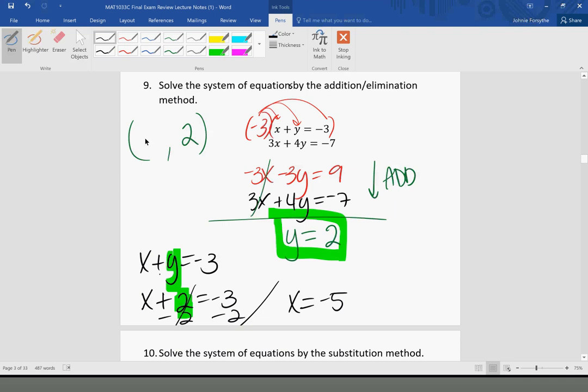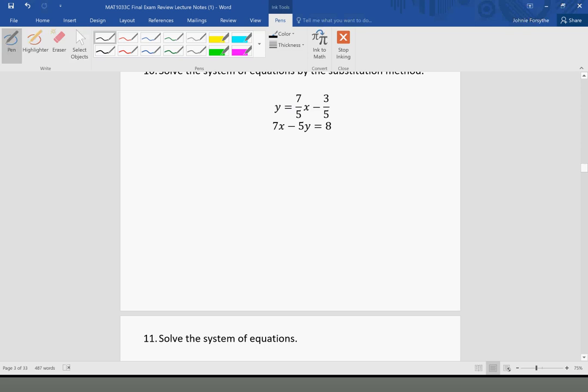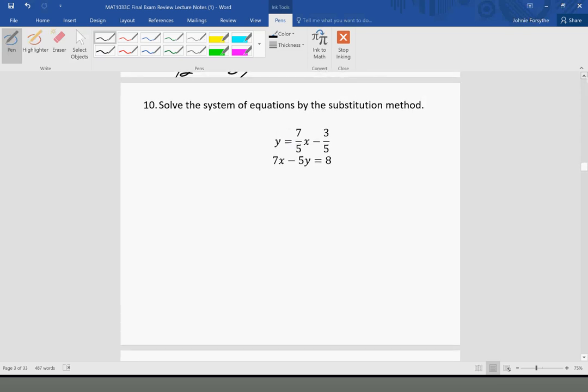So we're going to write that here. So negative 5, 2 is going to be the solution to this system of equations. And what that means is if I were to graph each of these equations, just graph them, not put them in the calculator, where they intersect is at the point negative 5 and 2. Okay? Let me show you how you can do that in the calculator. Well, no, let me do the next one first, using the substitution method.